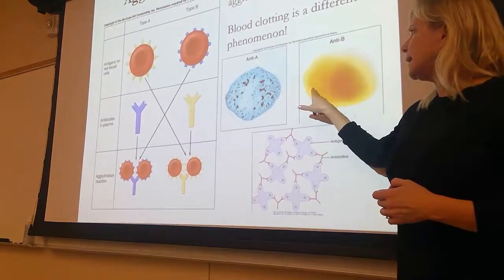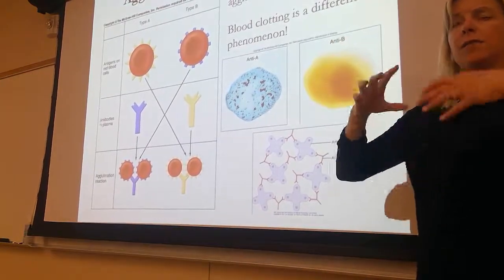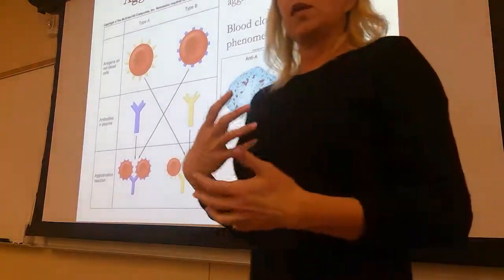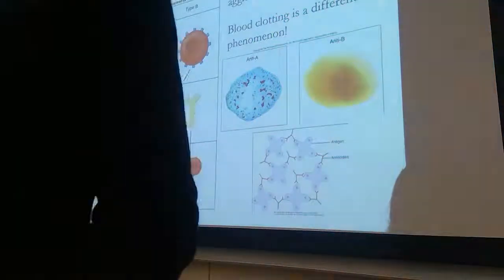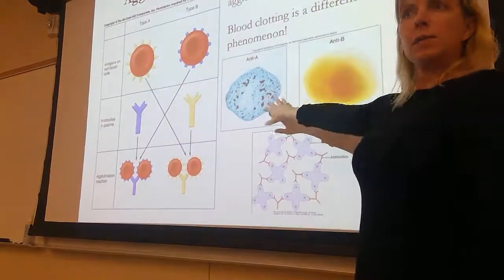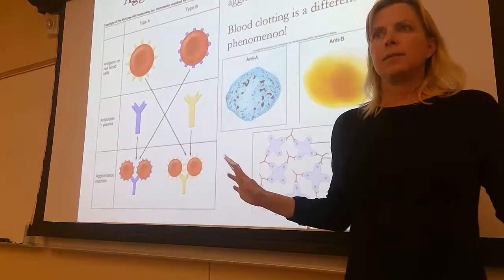Well, what if you added anti-B? If you see the same kind of clumping, you would say, oh, you're blood type AB. If you don't see the clumping, then you would say, oh, you're just blood type A, that's it.